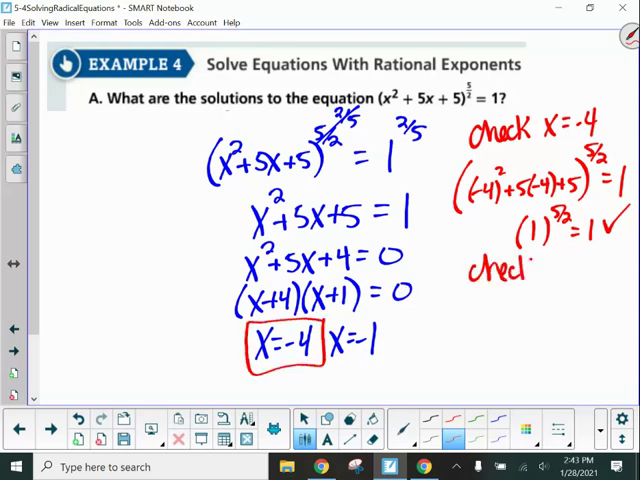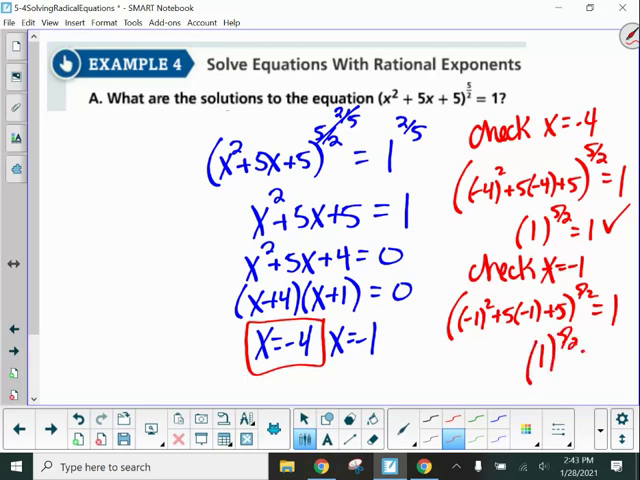And then I need to check the x equals -1. So I have -1 squared plus 5 times -1 plus 5, to the 5/2 power, and 1 minus 5 plus 5 is also 1. So that one does check out as well. So actually for this question, both of those are solutions. So sometimes you won't get any extraneous solutions. Sometimes both of your solutions that you get just work.